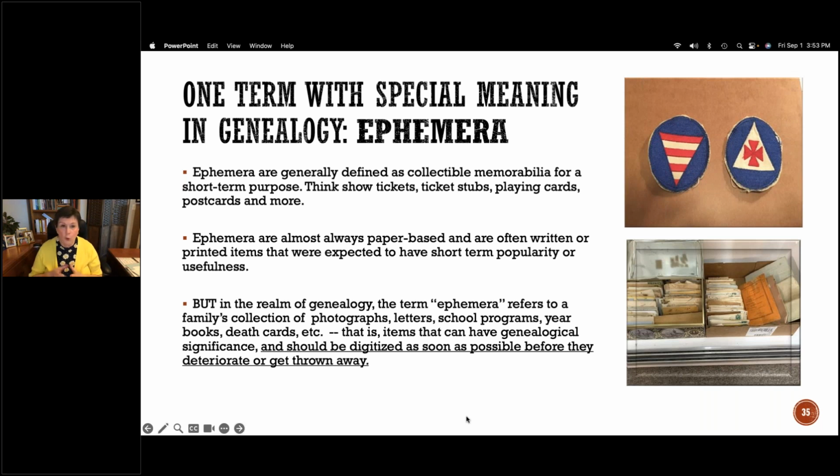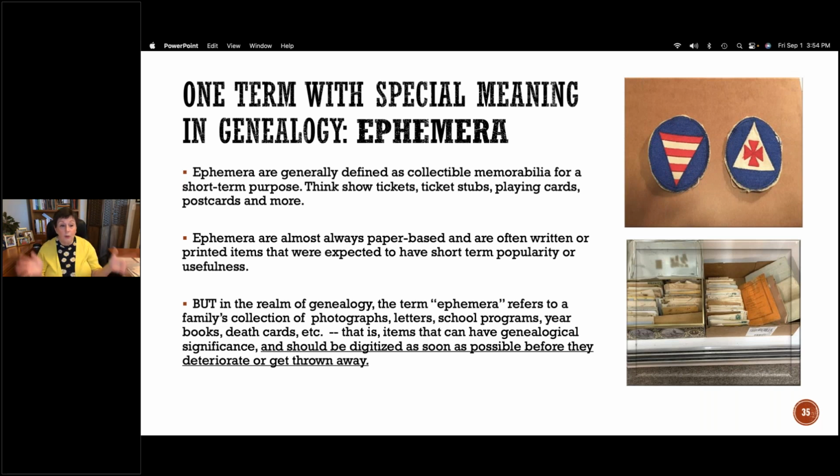I want to mention just a few other terms that you're going to come across in the world of genealogy that you need to be aware of. They may have special meanings in the world of genealogy, and one of them is ephemera. Ephemera are generally defined as collectible memorabilia for a short-term purpose, like show tickets, ticket stubs, playing cards, postcards, etc. Ephemera are almost always paper-based, often written or printed items that were expected to have a short-term popularity or usefulness.